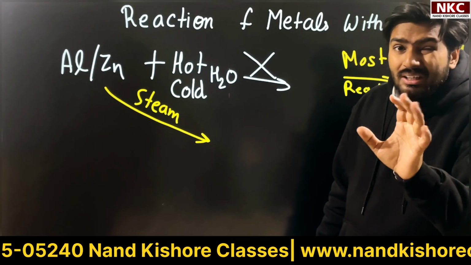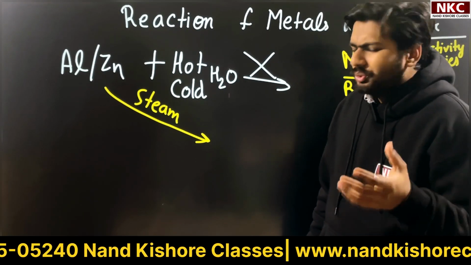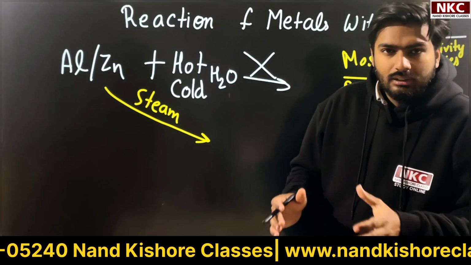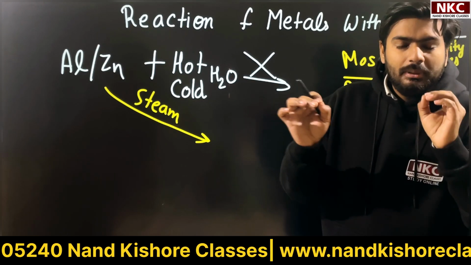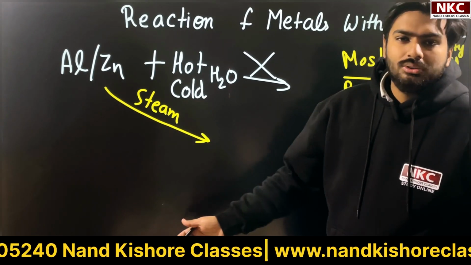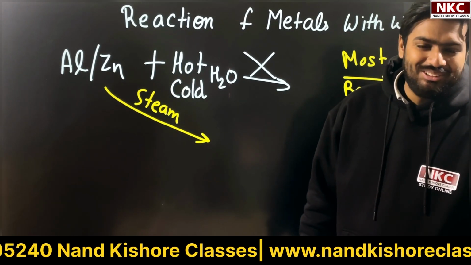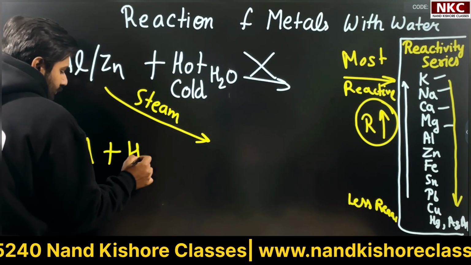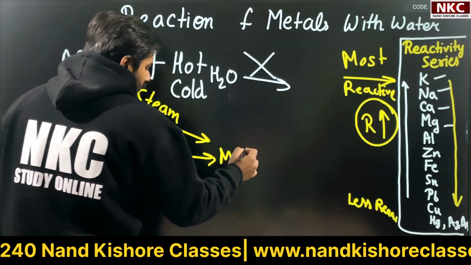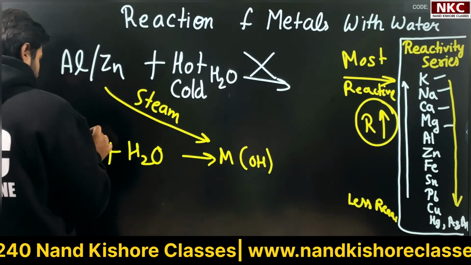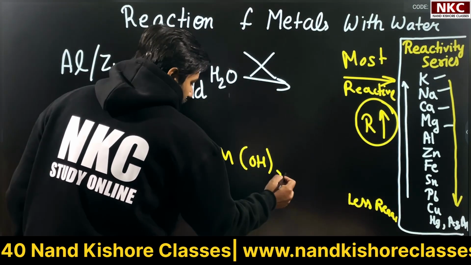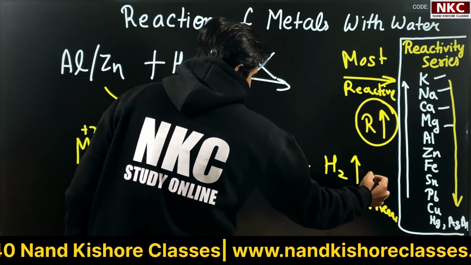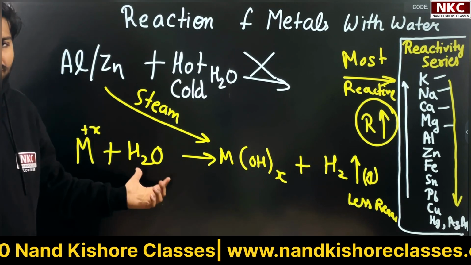Because if you need to write a reaction between cold water and aluminium, then you have to write that there will be no reaction. Otherwise you will make hydroxide and hydrogen gas. In general, when a metal reacts with water, it forms metal hydroxide along with H2 gas. Let's suppose metal X plus water gives metal hydroxide and H2 gas. This is the reaction between metal and water.